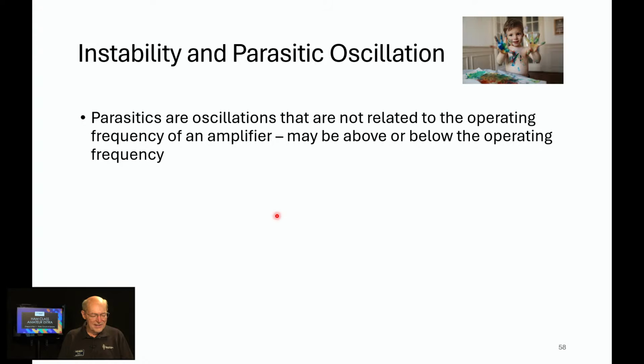So parasitics are oscillations that are not related to the operating frequency of an amplifier. They may be above or below the operating frequency. So the amplifier has taken off and become an oscillator, and you didn't mean for it to do that. That's a bad thing. So it's not the same as intermodulation products. We saw those in a previous picture, where there were specific frequencies coming into a circuit, and the output of that circuit was a combination of those frequencies coming into it. That's not the case here. Parasitic oscillation will just take off on a frequency that you may not even be expecting.